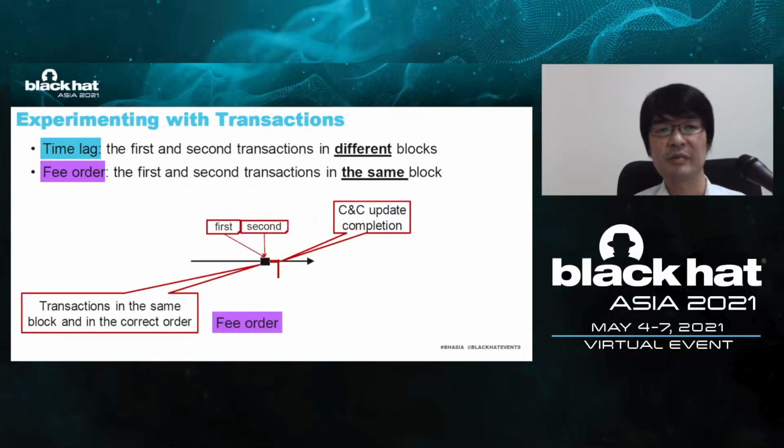Next, let me explain about the fee order strategy. The motivation of the fee order strategy is to avoid the time lag. They tried to confirm 2 transactions in the same block. Since miners in the blockchain prioritize confirming transactions which set a higher fee, the adversary set a higher fee on the first transaction compared to the second transaction. Nobody can understand the relation between fees and confirmation, and this uncertainty is the problem of the fee order strategy.